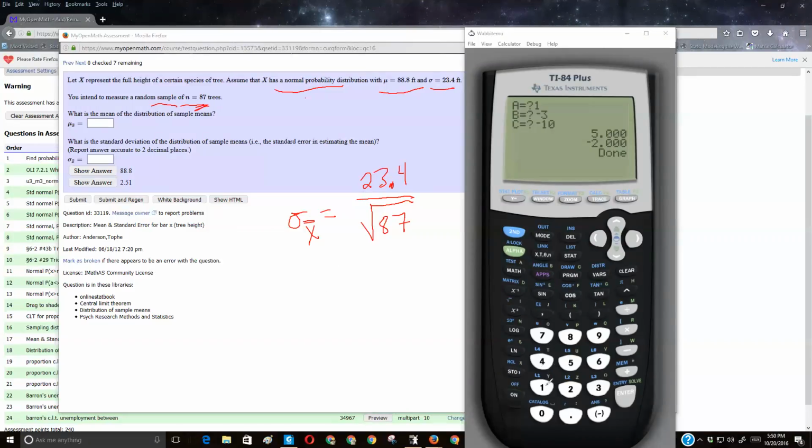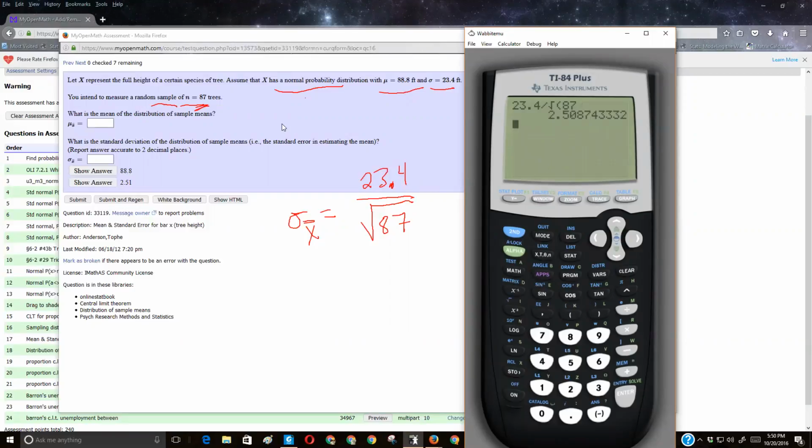So if I calculate that, let me come back here and click on the calculator. So 23.4 divided by the square root of 87, and that's the standard deviation for this sampling distribution.